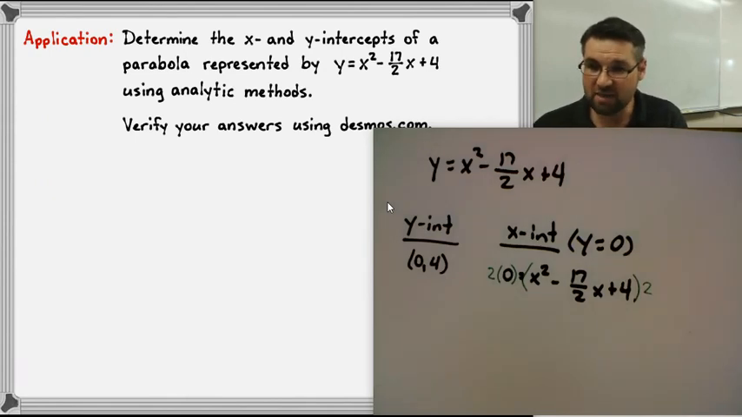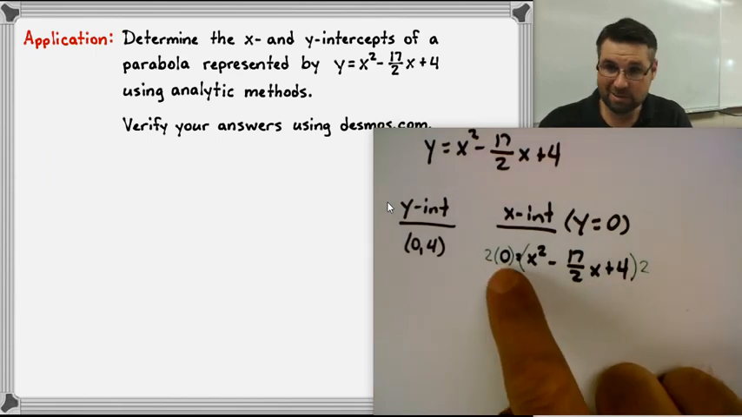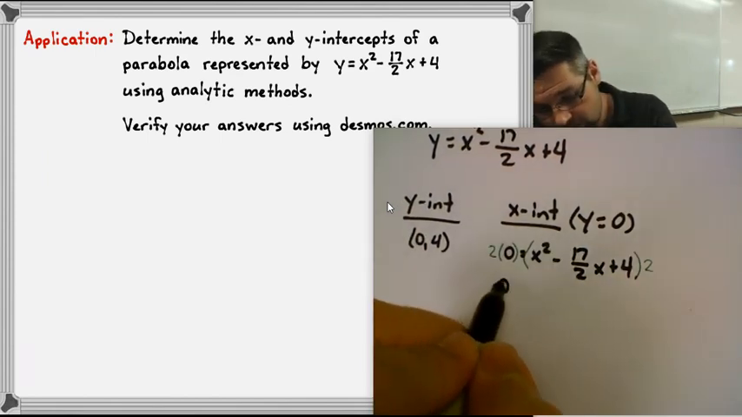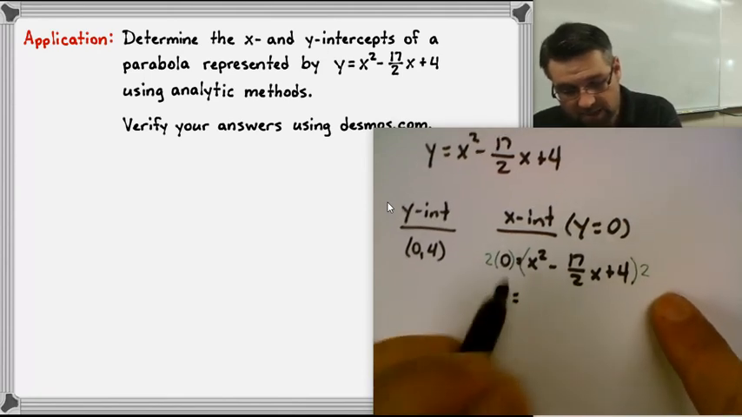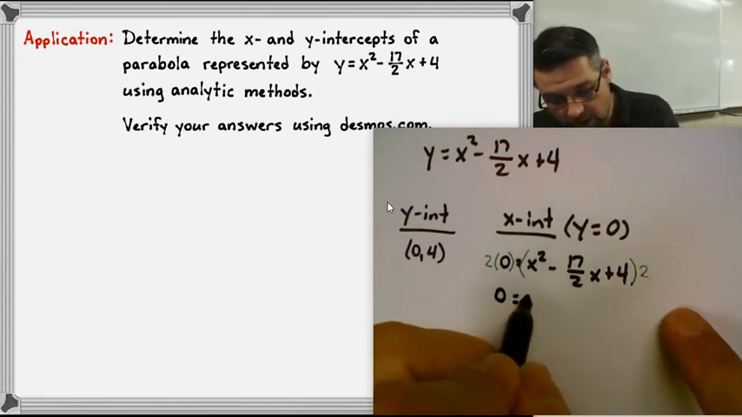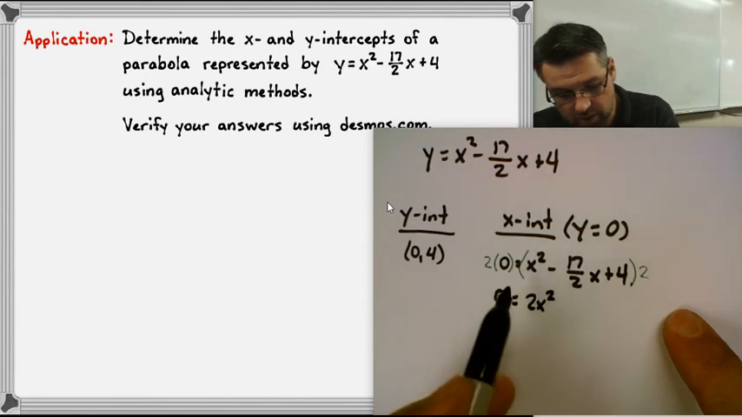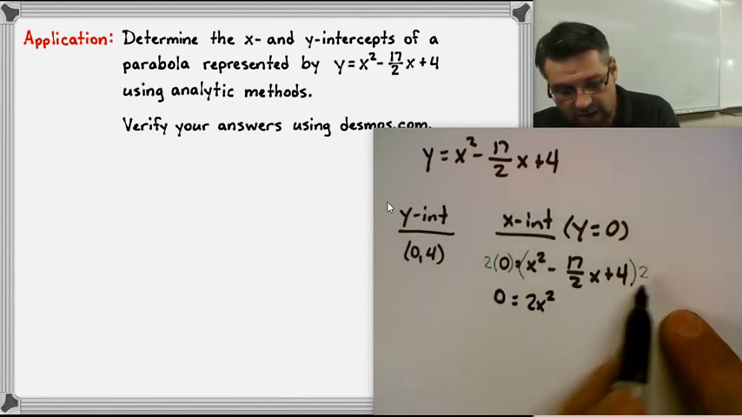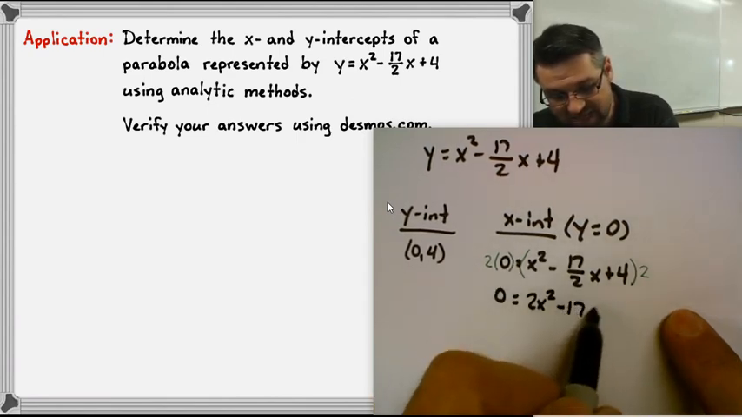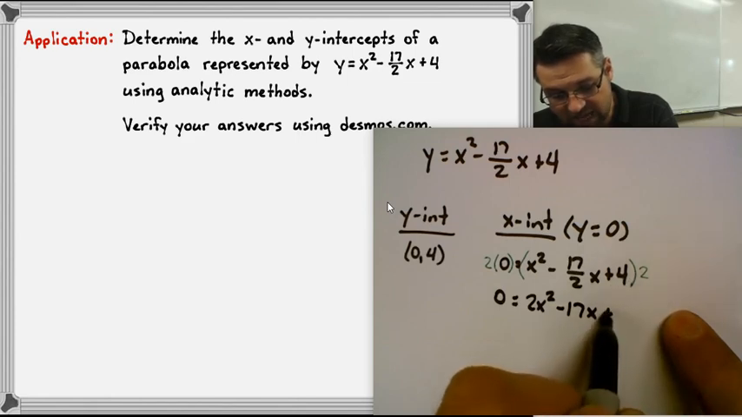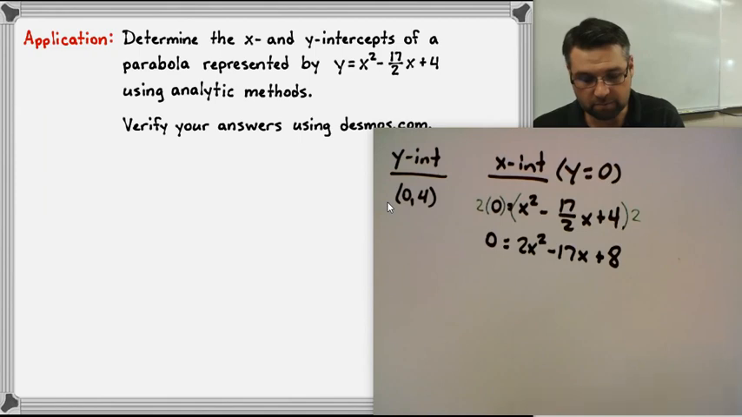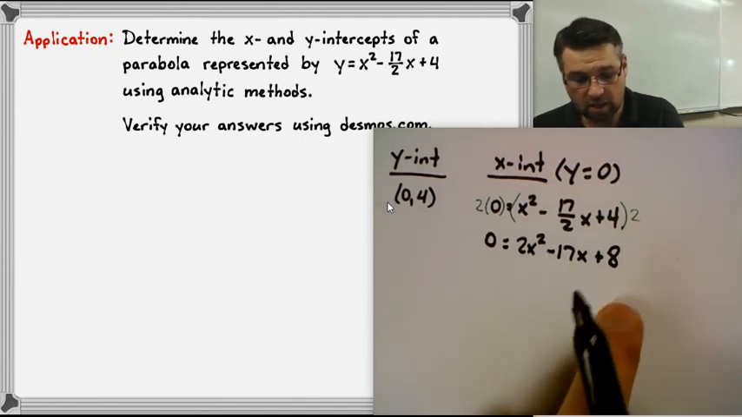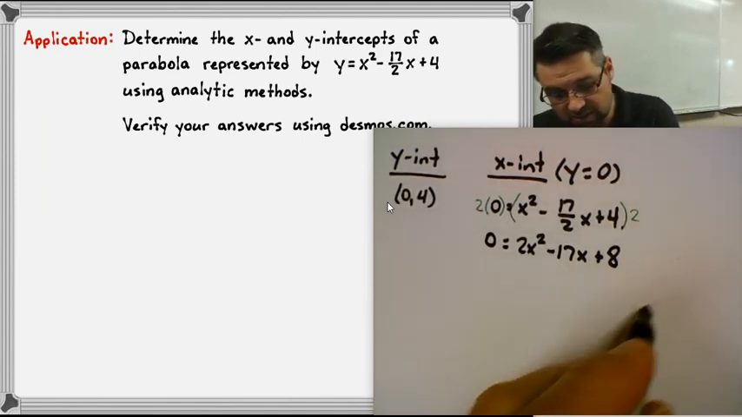Now, the convenient thing here, and this is why I call it a trick, is that 0 times 2 is 0. So that didn't change anything on that side. On the right side, 2 times x squared is 2x squared. We have to distribute here. Negative 17 over 2 x times 2 is negative 17x. And 4 times 2 is 8. This is a bit of a challenge problem, just so you guys know. But from here, you should be able to do it. We've got it equal to 0, so our next step is to factor.